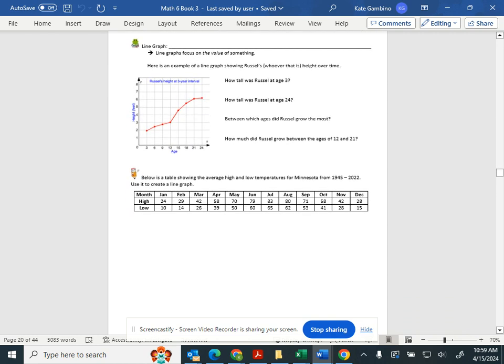For CO61, we also have the line graph. So remember, the line graph finds the value of something.